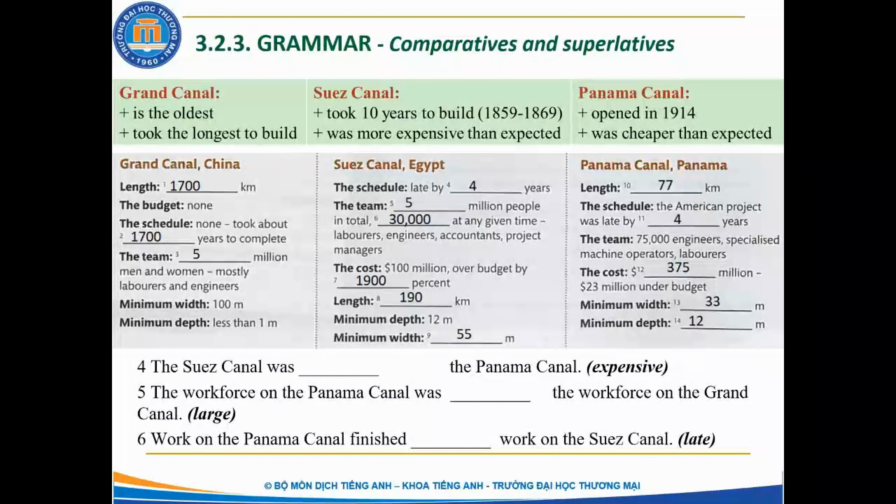Chúng ta sẽ làm tiếp đối với câu số 4, số 5 và số 6. Các bạn để ý ở đây câu số 4, câu số 5, câu số 6 thì mình so sánh hai sự vật sự việc, đúng không ạ? Ở câu số 4 mình so sánh Suez Canal với Panama Canal. Câu số 5 mình so sánh Panama Canal và Grand Canal. Và câu số 6 mình so sánh Panama Canal và Suez Canal. Như vậy với câu số 4, câu số 5, câu số 6 mình sẽ sử dụng so sánh ngang bằng hoặc là so sánh hơn. Các bạn dành ra vài phút để làm câu số 4, 5, 6 ạ.